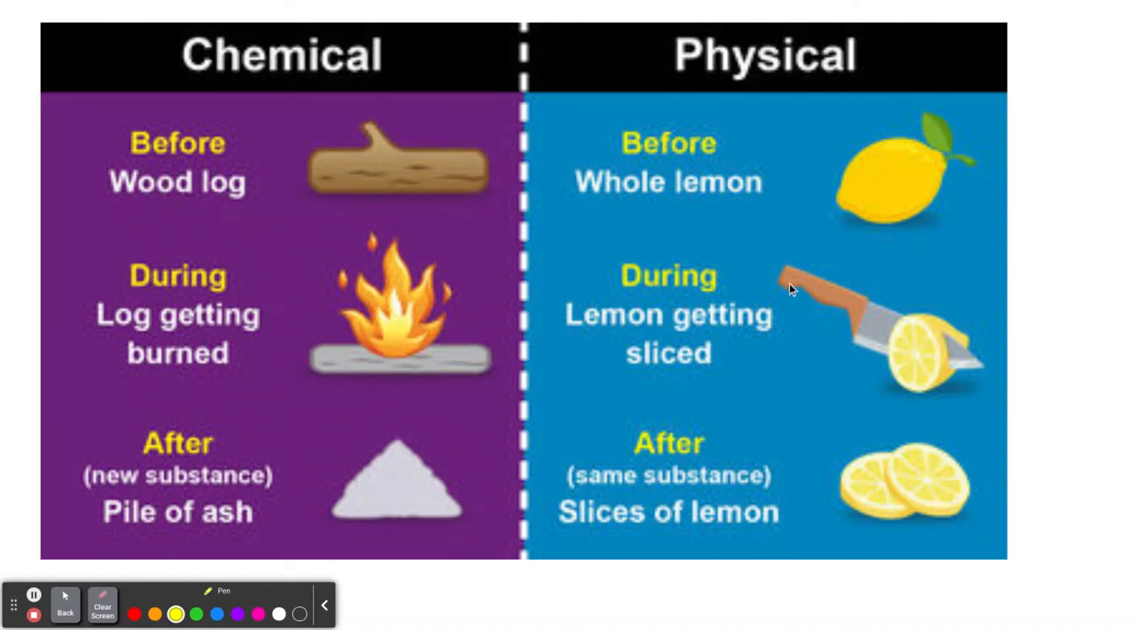But if you have a whole lemon, you cut the lemon, it's still lemon. Now, the better example would have been the ice cube, right? If you have the ice cube and it melts, now you have water. You had water before. It's just frozen water, liquid water. It's a physical change. So remember, physical changes don't change the element. They don't change the substance. Chemical changes do. All right, that's our video.